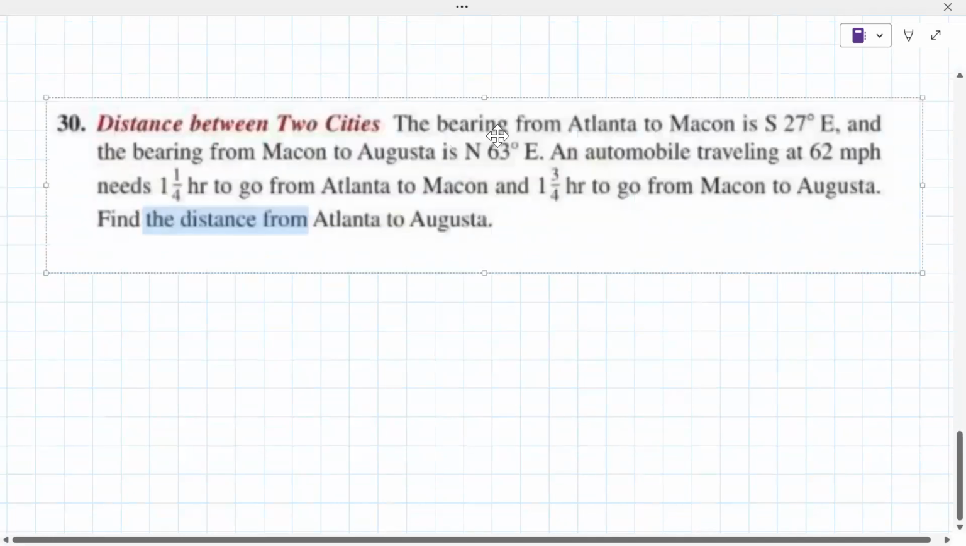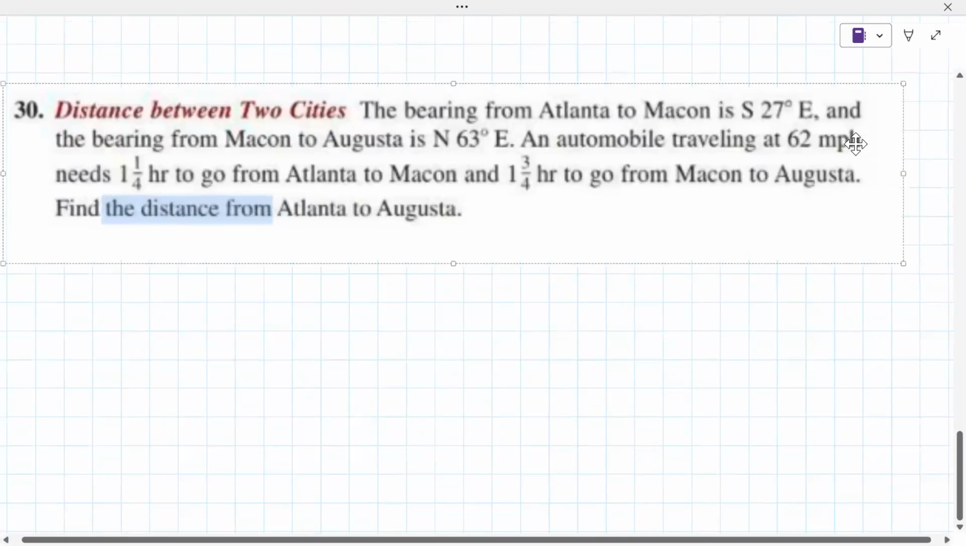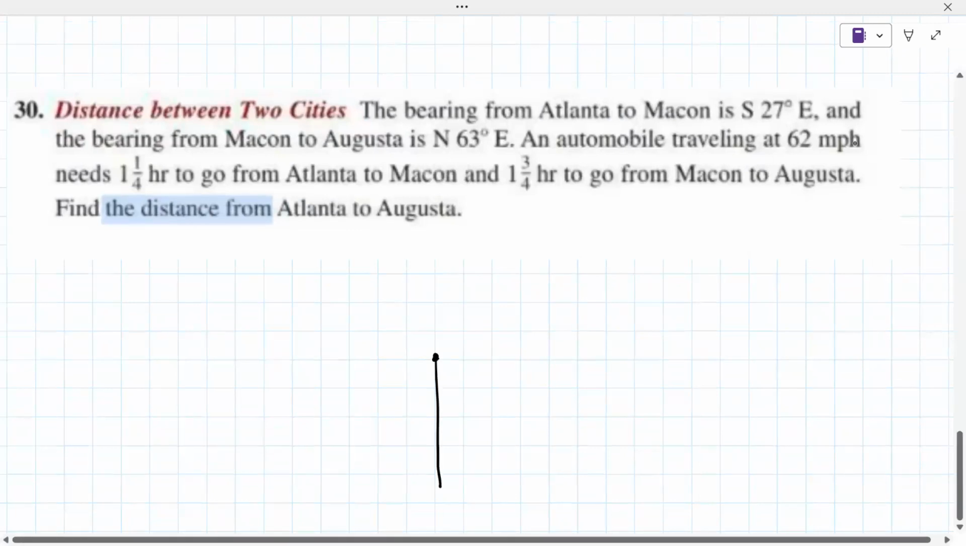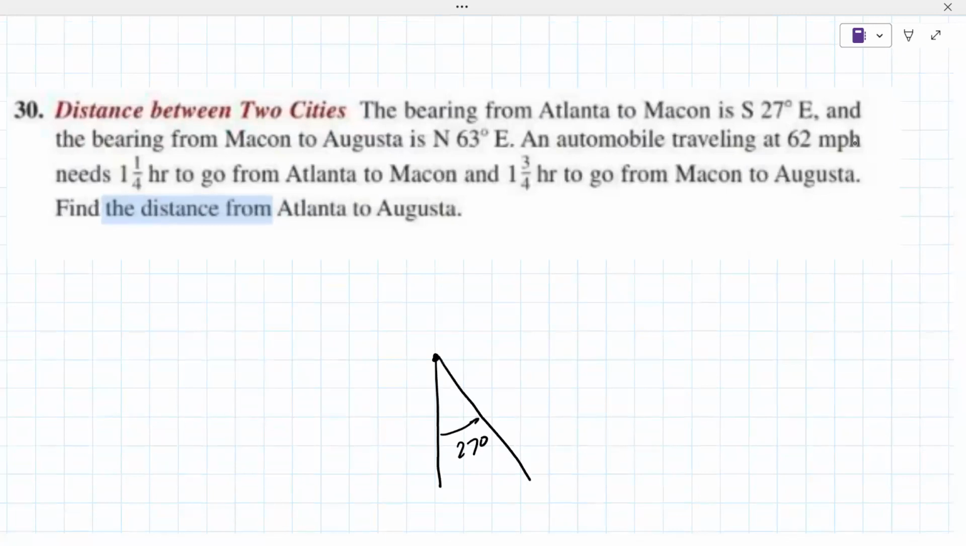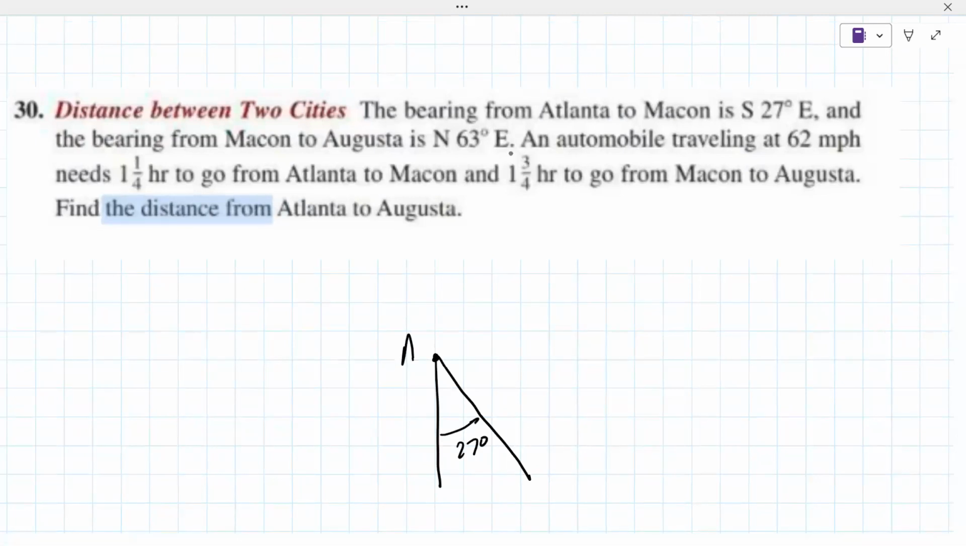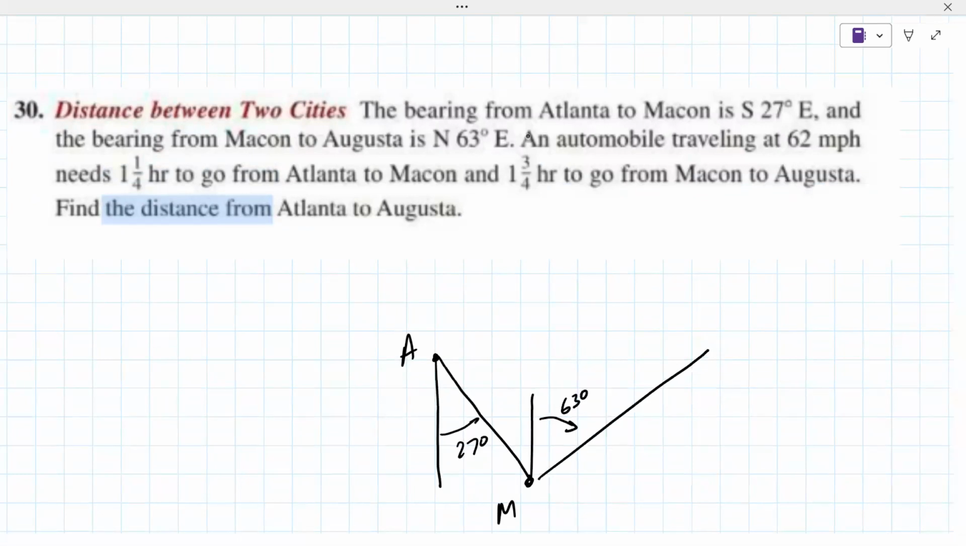All right. Bearing from Atlanta to Macon is south 27 degrees east. So it's like saying I'm going to go south and then 27 east, like that. Bearing from Macon to Augusta. So that's A, we'll say that's M, is north 63 degrees east. So north 63 degrees, like that.